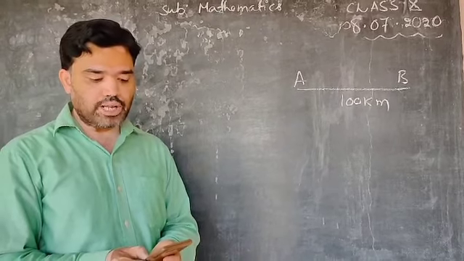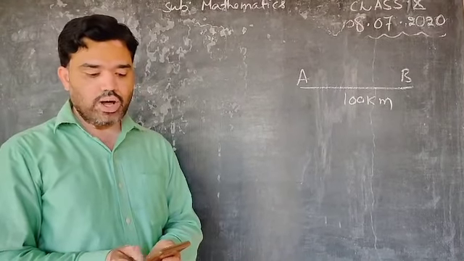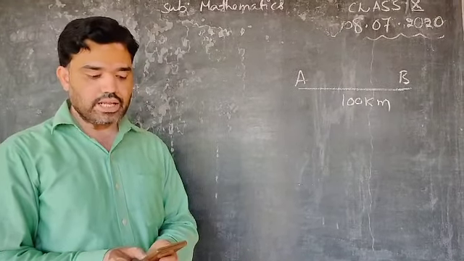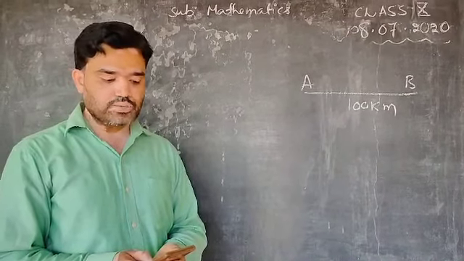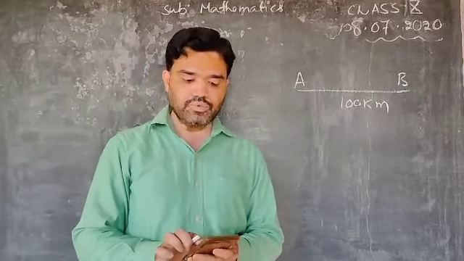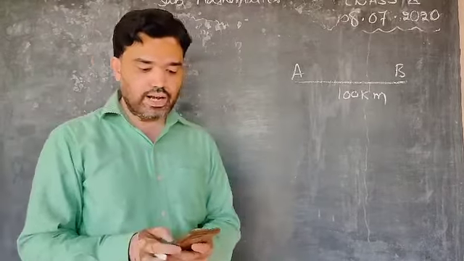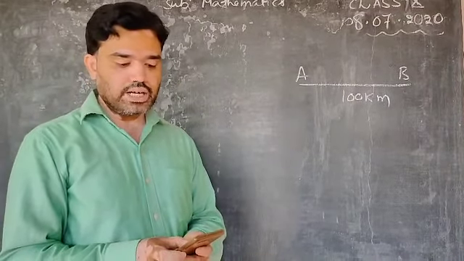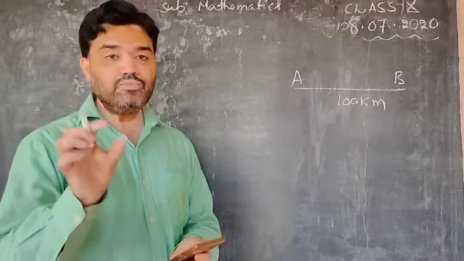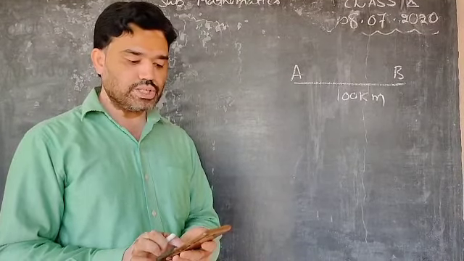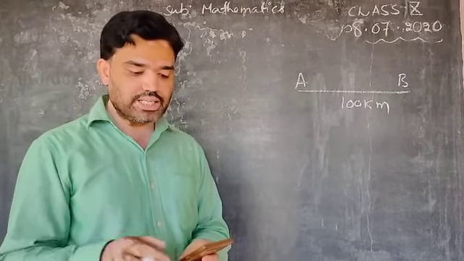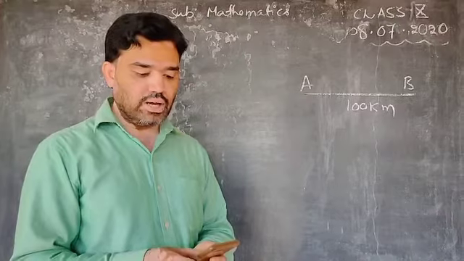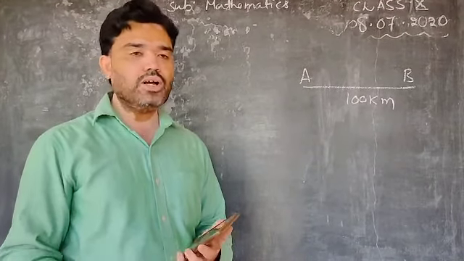A and B are 100 kilometers apart on a highway. One car starts from A and another car starts from B at the same time. If the cars travel in the same direction at different speeds, they meet in 5 hours. That you have to notice. If they travel towards each other, then they meet in 1 hour. What are the speeds of the two cars?